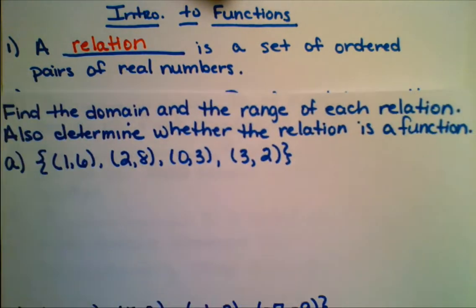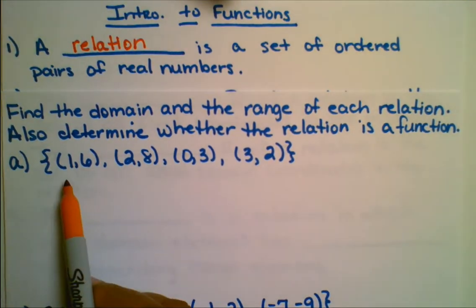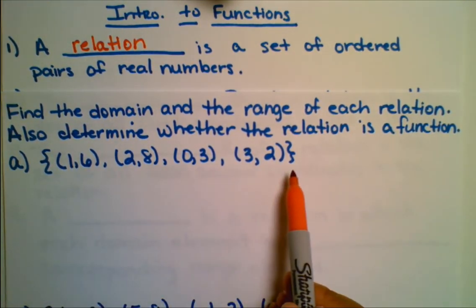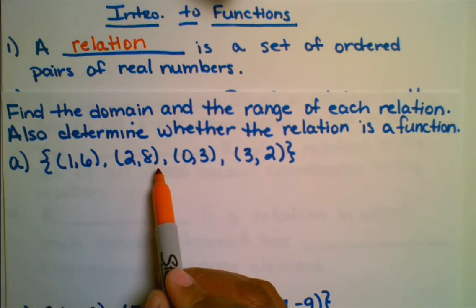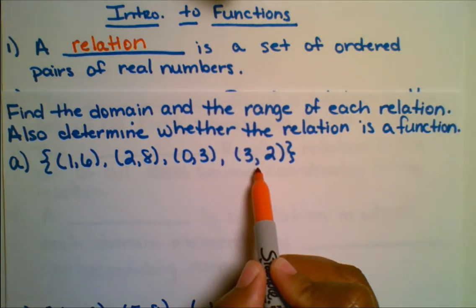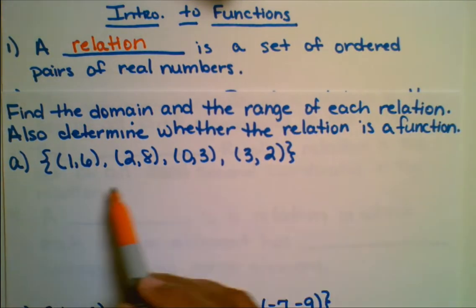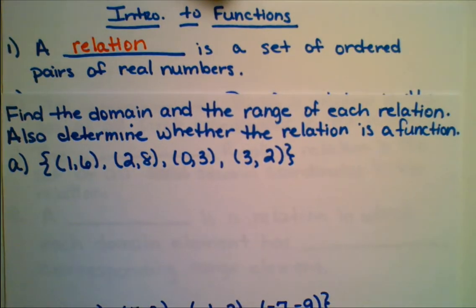where I'm asking you to find the domain and range of each relation. So a relation is a set of ordered pairs. We have (1, 6), (2, 8), (0, 3), and make sure on your paper that this last ordered pair is changed to (3, 2). So just make sure you change that last ordered pair. But this is what we call a relation. It's a set of ordered pairs.